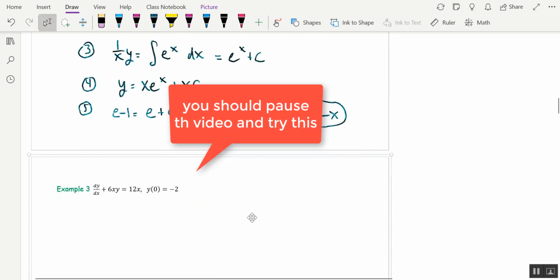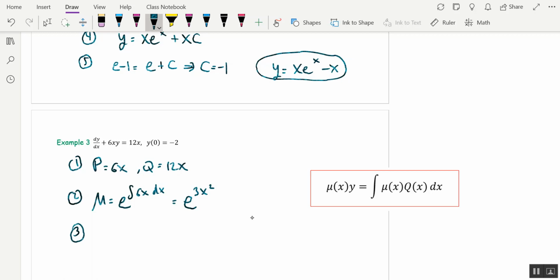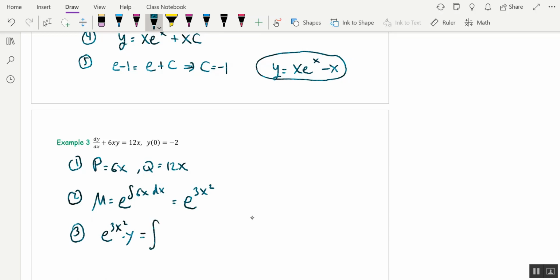Let's do another example. It's already in standard form, so I just need to identify p and q. P is 6x, q is 12x. Step 2, my integrating factor, e to the integral of 6x dx is e to the 3x squared. Take the constant to be 0. Step 3, jump to the special equation, mu times y, that's e to the 3x squared times y, is the integral of mu q, which I'm going to put the 12x in front, 12x e to the 3x squared dx.